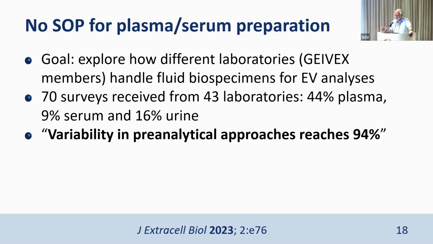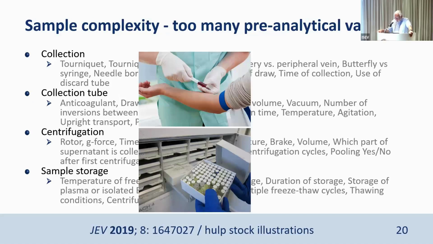So when you look at collection, handling and storage, we all do very different things. Now, why is this? So we all have different protocols, different centrifuges, different operators, etc. Well, I think, to be honest, it's the sample complexity that's causing this. We have too many pre-analytical variables. We have at least 37 pre-analytical variables that can potentially affect the concentration of vesicles, the composition of vesicles, the function of vesicles, etc. So it's really very complex.